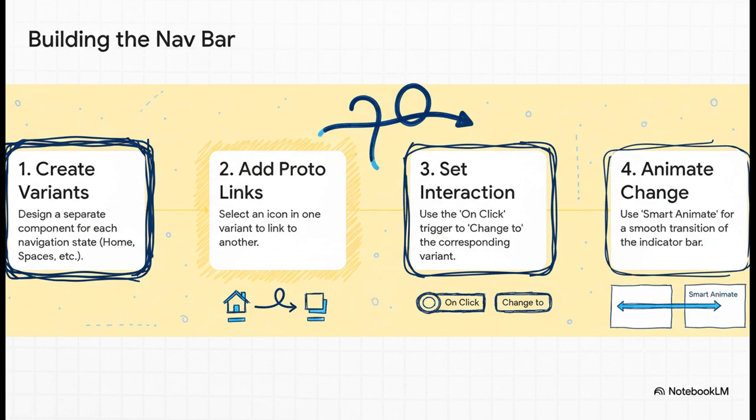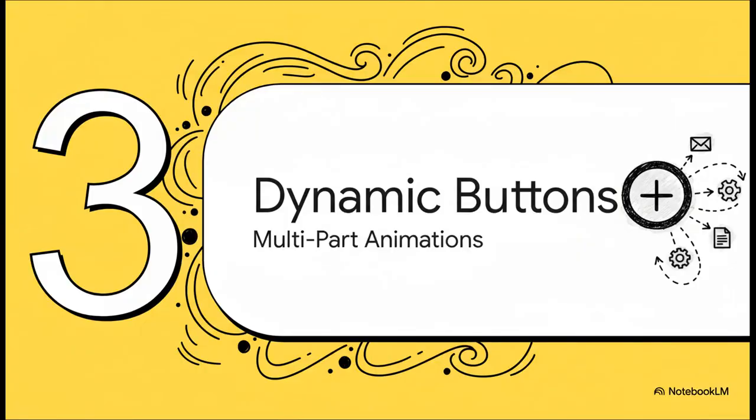This tells Figma to create a super smooth animation for that little blue indicator bar, instead of just having it pop from one place to another. So you see, you're not really animating from scratch. You're just defining point A and point B, and Figma does all the heavy lifting in between. Awesome. Now let's build on that with our next example.